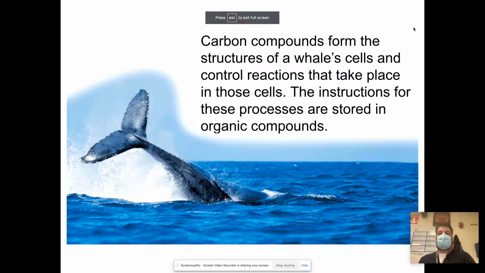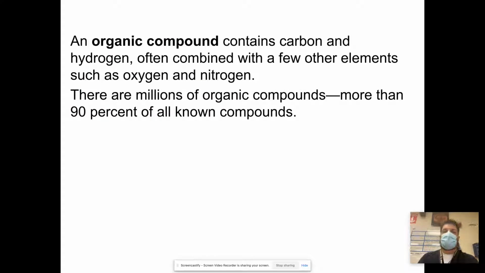All right, so carbon compounds form structures of whole cells and control reactions that take place in those cells. The instructions for these processes are stored in organic compounds. So an organic compound, by definition, contains carbon and hydrogen. You'll hear a lot about organic carbon and hydrogen, often combined with a few other elements such as oxygen and nitrogen. Those are the four fundamental things for life on Earth. The majority of you guys are carbon, hydrogen, oxygen, and nitrogen.